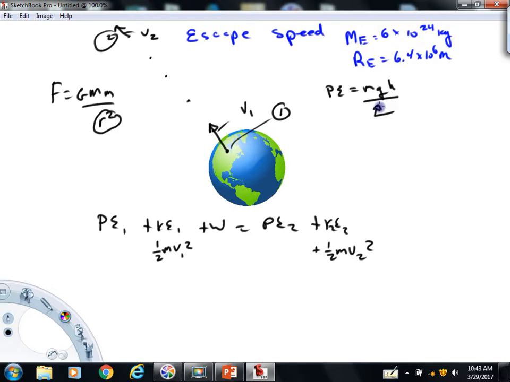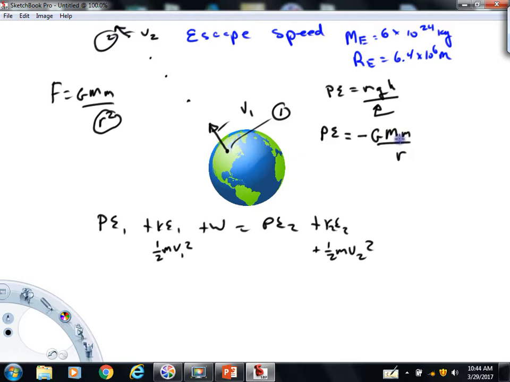This is not true in a cosmic sense. This is not true if the particle gets far enough from the Earth that the gravitational acceleration significantly changes. In those cases, we want to use the more general gravitational potential energy term, which looks like this: minus big G, big M, little m over r.